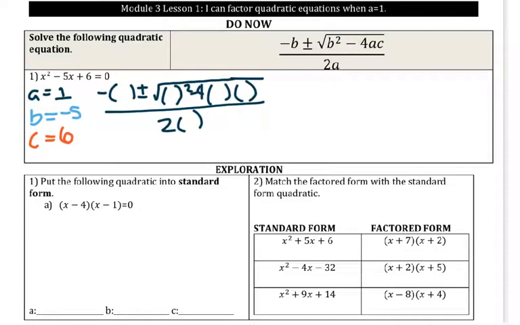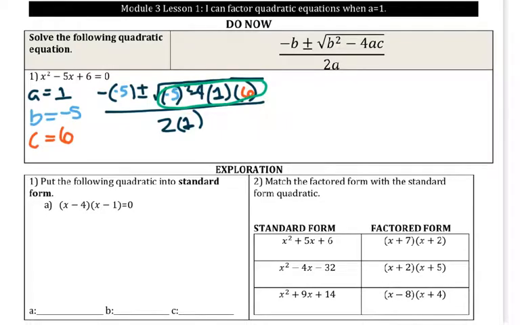Alright, you guys, so we are going to go through this warm-up. We're asked to use the quadratic formula to solve this quadratic equation. So I'm going to go in and I'm going to substitute my b everywhere I see b. And I'm going to substitute my a, which is 1. And my c value, which is 6. So now I'm going to go ahead and plug this expression into my calculator.